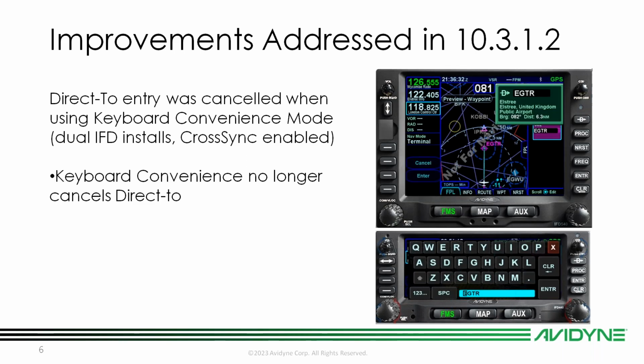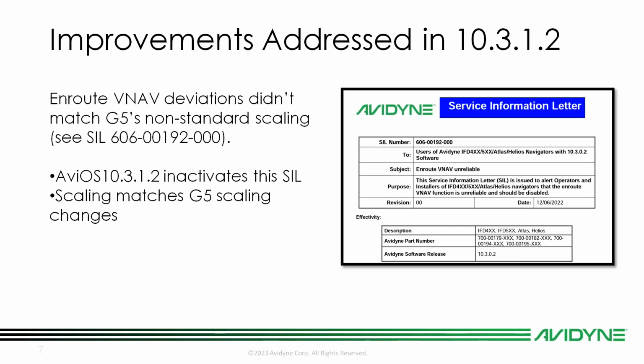Okay, so the direct-to entry. Now this is for dual IFD installations. The direct-to entry was canceled when using keyboard convenience mode. That really only affected people with dual IFDs with cross sync turned on. Basically what would happen is you would enter something in the direct-to block, you would hit enter, and it would just go back like nothing happened. That has since been resolved, and we had told folks that they had to turn off cross sync. Once you update to 10.3.1.2, you can now turn your keyboard convenience back on in both IFDs in a dual IFD installation with cross sync turned on.